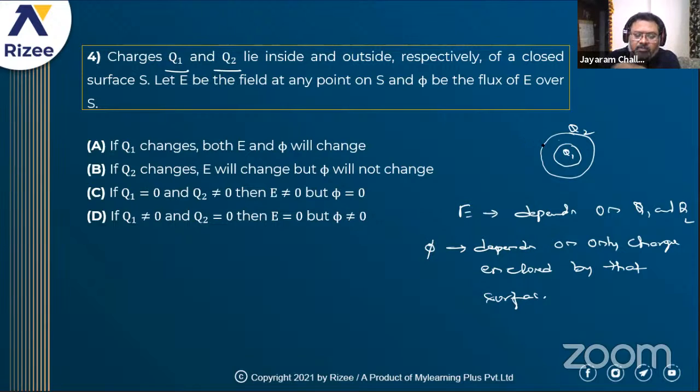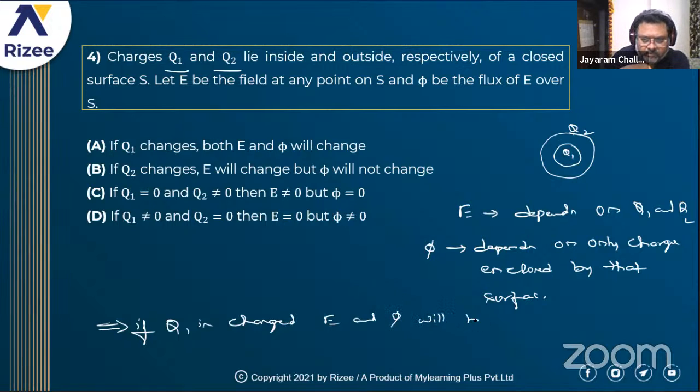So that means if I change Q1, if Q1 is changed, E and phi will be affected, or will be changing, because inner charges are going to be changed. So that means A is going to be true. Q2 is outside the surface, so only E will change and flux will not change since it is outside. Outer charges do not affect the inner ones.